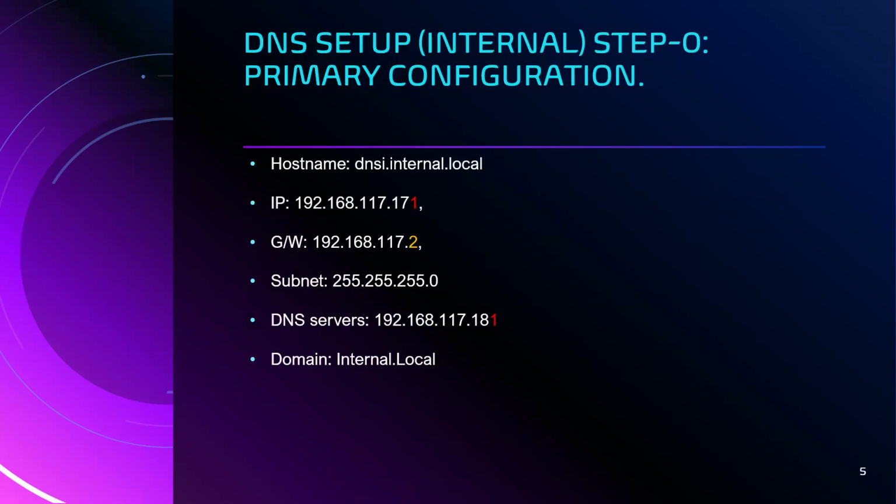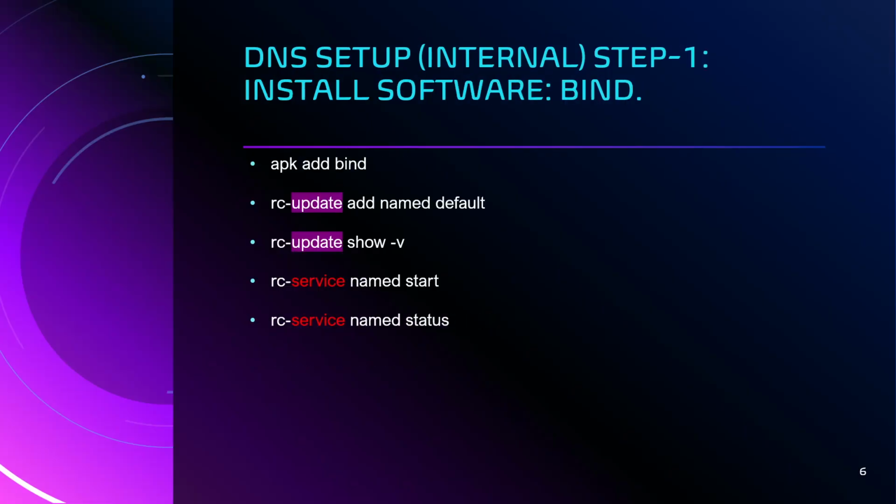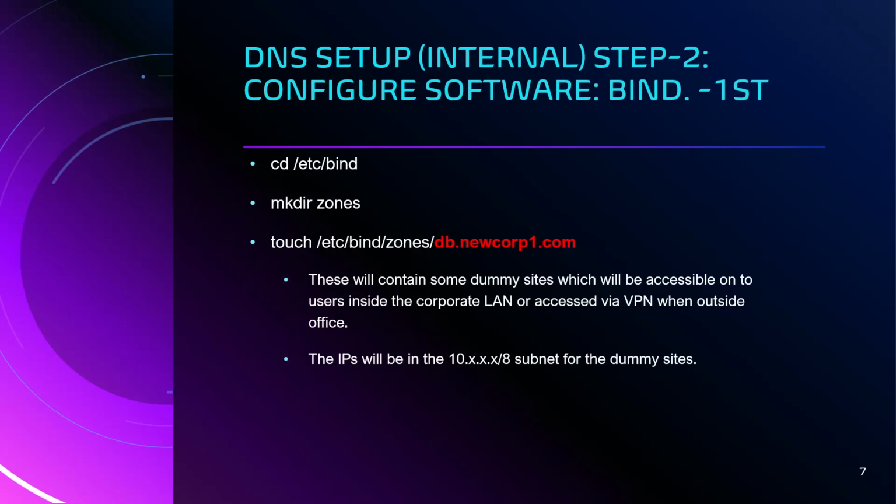And so what else we are going to do is this. The host name will be dnsi.internet.local.com. The IP address will be ending in 171. And the DNS server will be the external DNS server which we created in the last video. The gateway and the subnet will be the same. And the setup install will be practically the same. We'll be adding BIND, adding it as default for startup and starting and checking status.